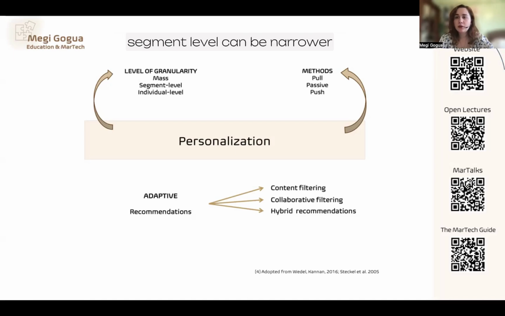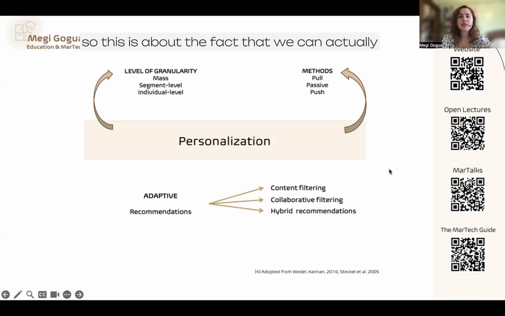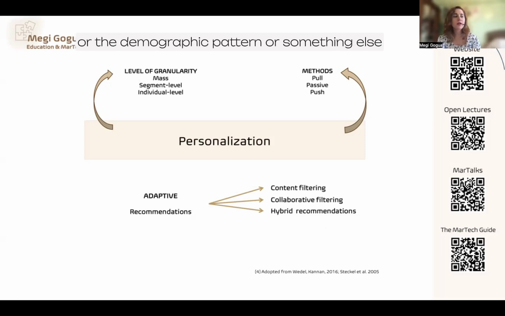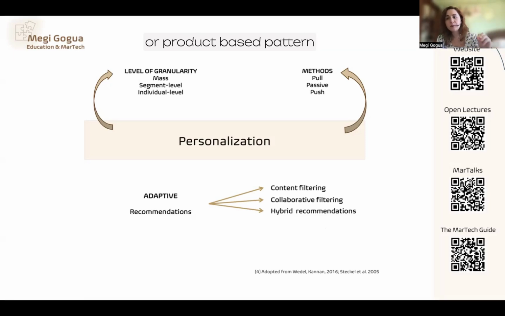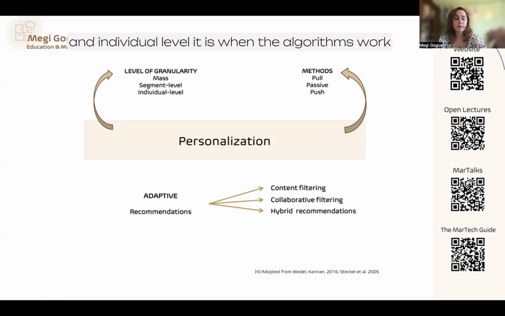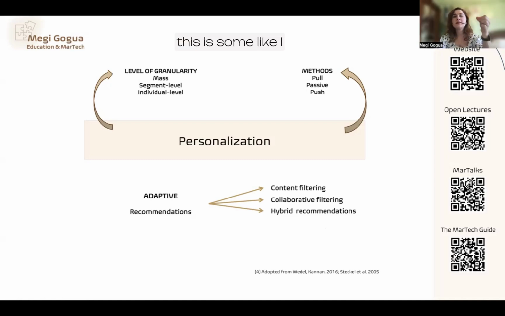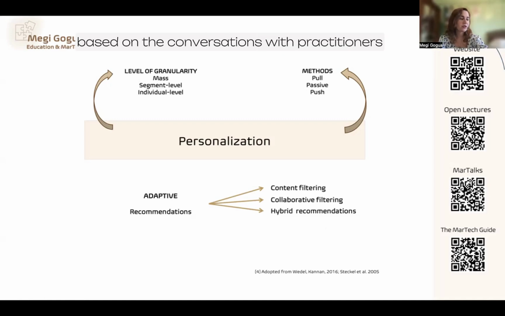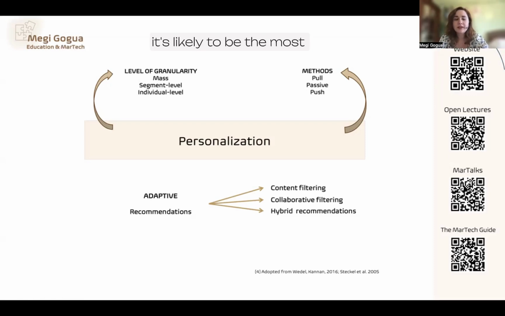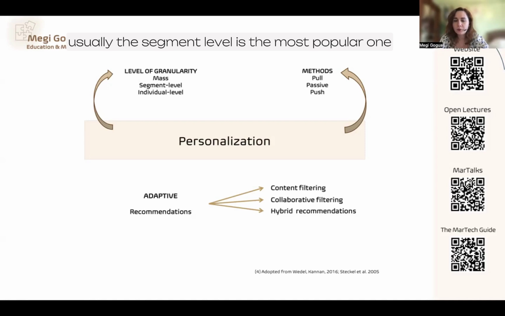Segment level can be narrower. So this is about the fact that we can identify the particular behavioral pattern or the demographic pattern or something else or product-based pattern and personalize based on that. And individual level is when the algorithms work specifically based on the particular customer. I believe, based on conversations with practitioners, this is the most expensive one, but nevertheless, it's likely to be the clearest one for the customers. But usually the segment level is the most popular one.